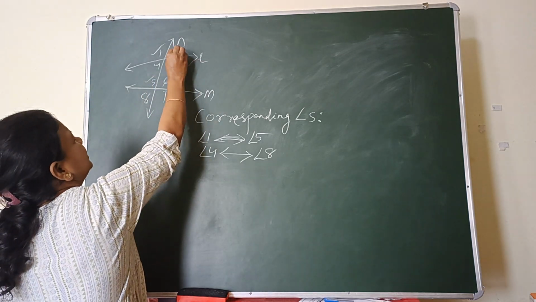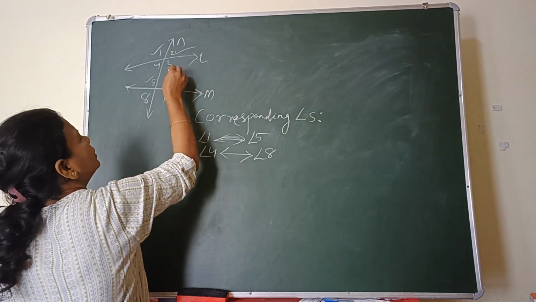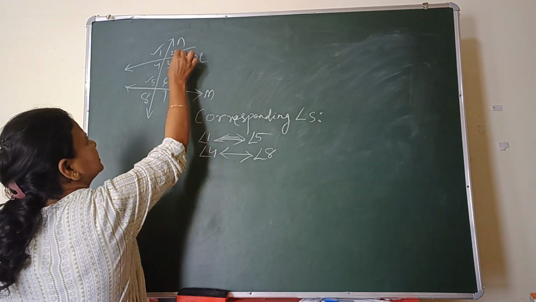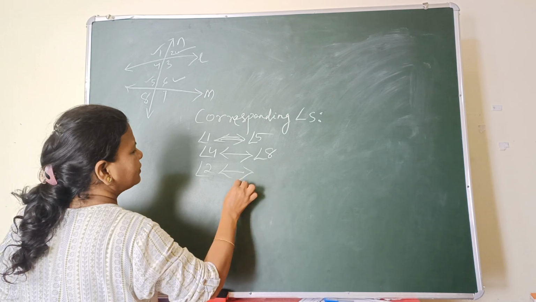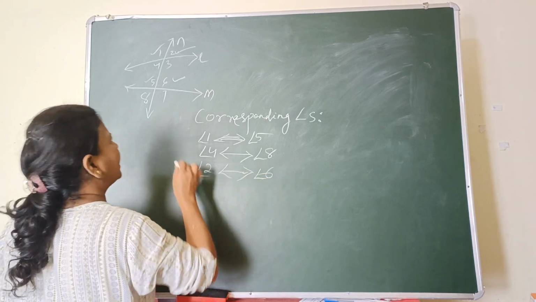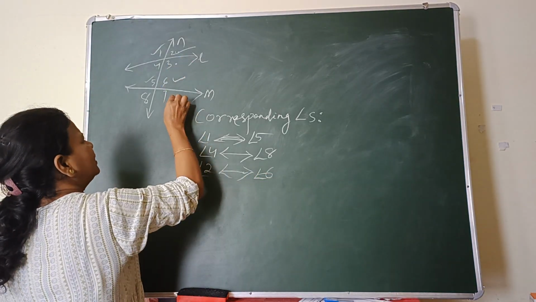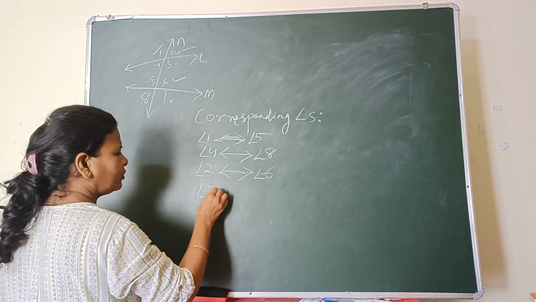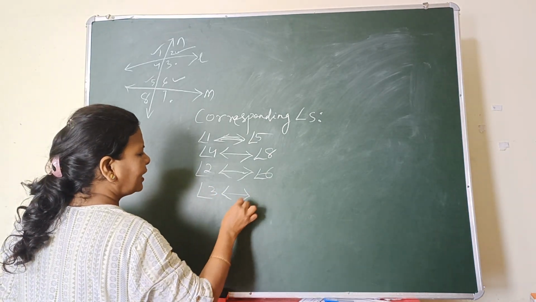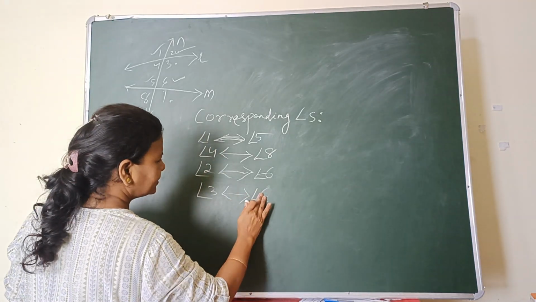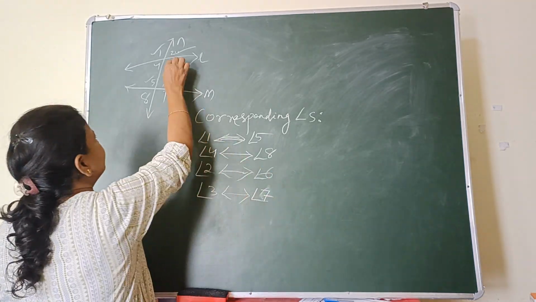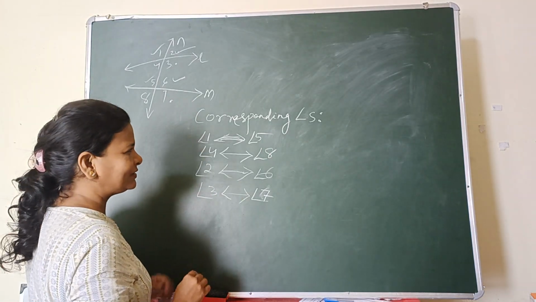Come to the right side. Similarly, angle 2, angle 6, they are corresponding angles. So 2 and 6, they are corresponding angles. Angle 3, angle 7, they are also corresponding angles. And as this is 7, 3 and 7 are corresponding angles.